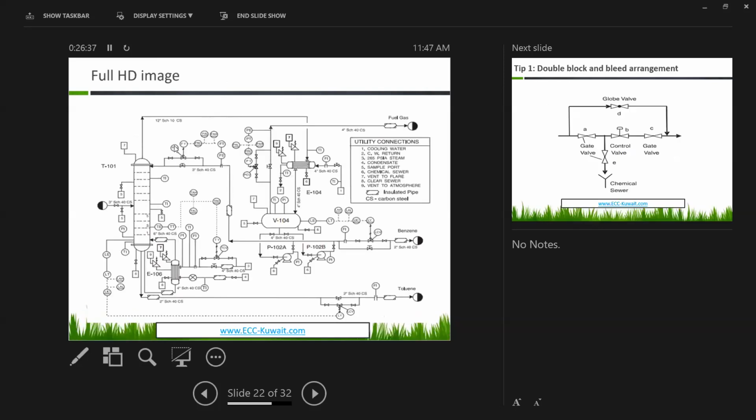So this is a full HD image, and you can note that we have 3, 4, 6, 7, maybe 1. All of these are utility connections. As we discussed before, we have to discuss everything about the utility, and we have all of these.